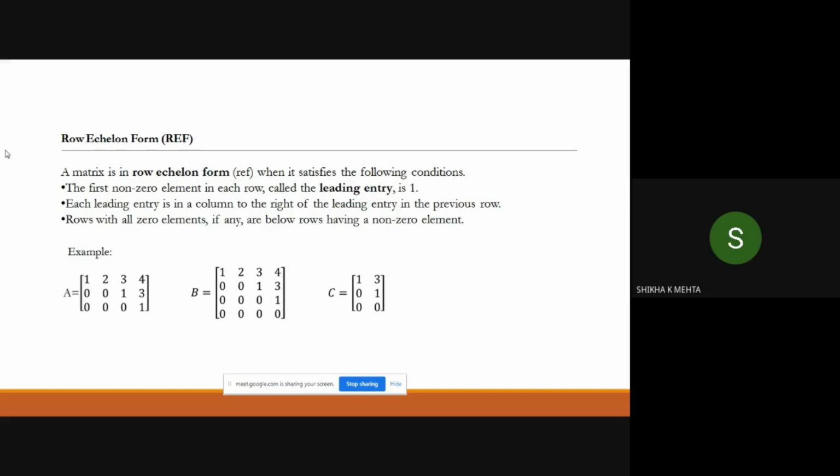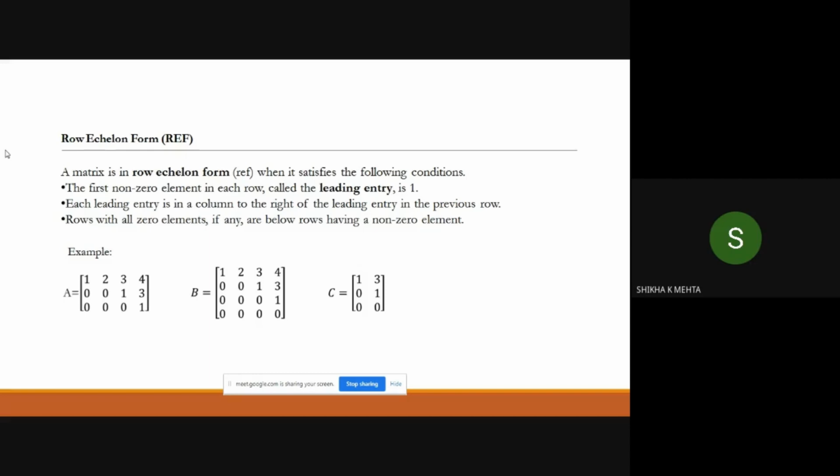So that means, let's say this is row 1, and we want to find out the leading entry in row 2. The leading entry in the second row will be in the column next to it. You see, the leading entry in the first row is in the first column, so the leading entry in the second row can be in the second, third or fourth column. It can't be in column number 1.